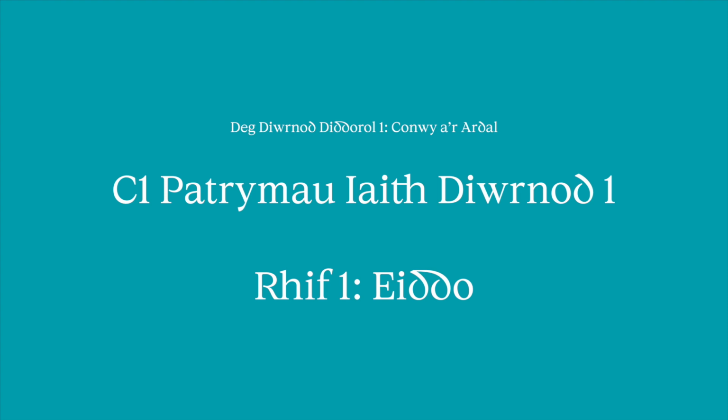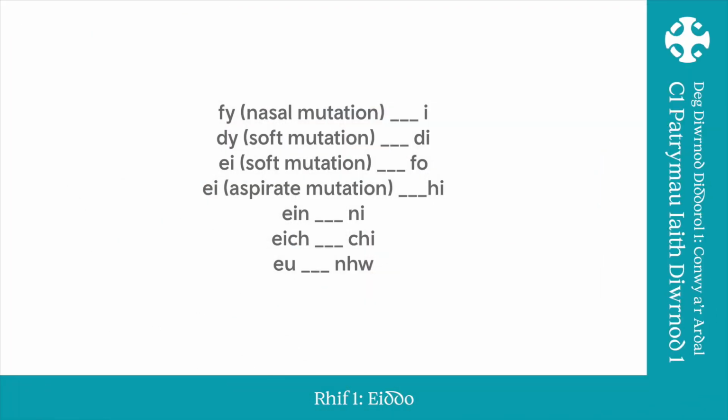Number 1. Possession. You've become familiar with the following pattern for saying my, your, his or her with the required mutations. Fy, nasal mutation, i. Dy, soft mutation, di. Ei, soft mutation, o. Ei, aspirate mutation, hi. Ein, ni. Eich, chi. Ei, nhw.